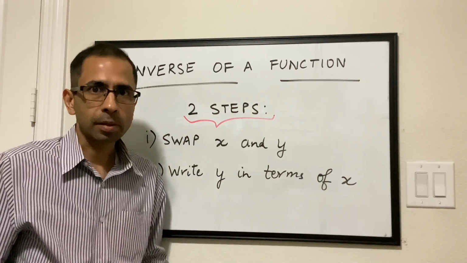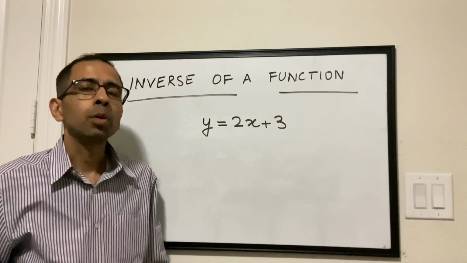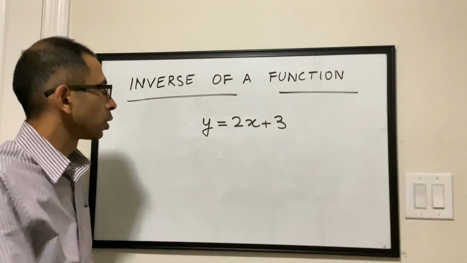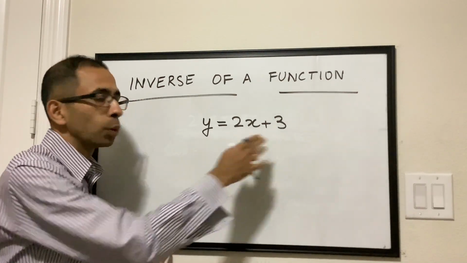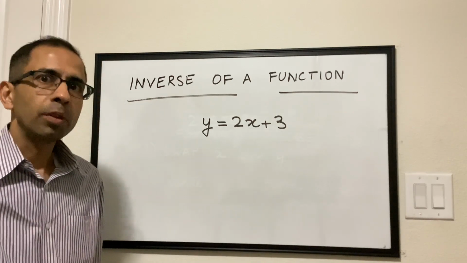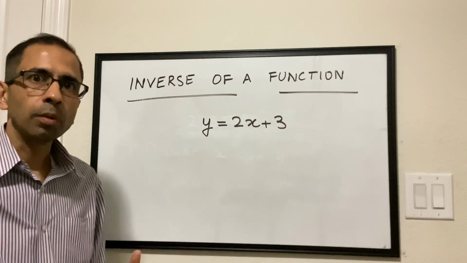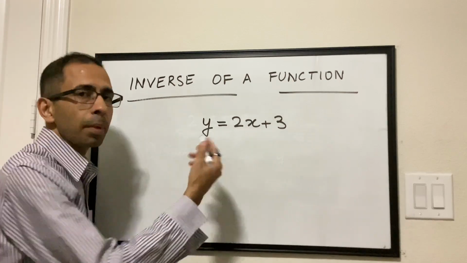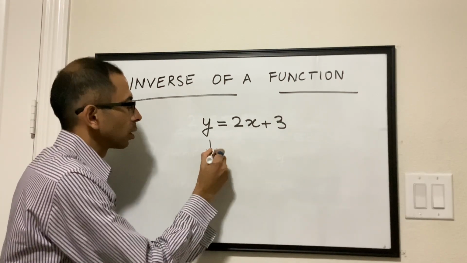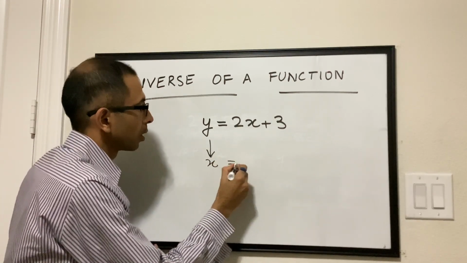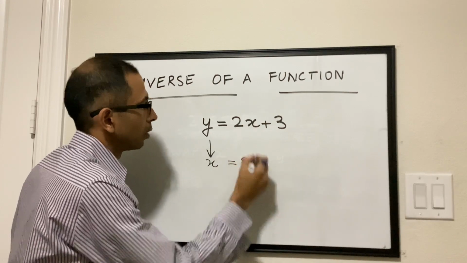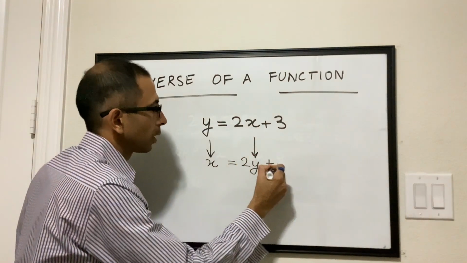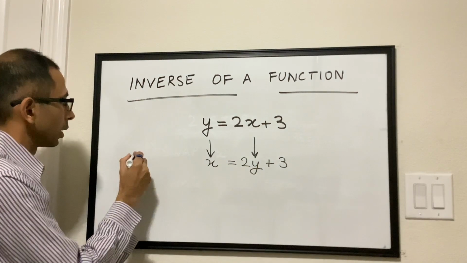Let's take an example to see how we find the inverse of a function. So suppose we have a function y is equal to 2x plus 3. So we saw there are two steps of finding the inverse. In the first step, we swap x and y. So we swap y with x and we swap x with y. So this is our step 1.